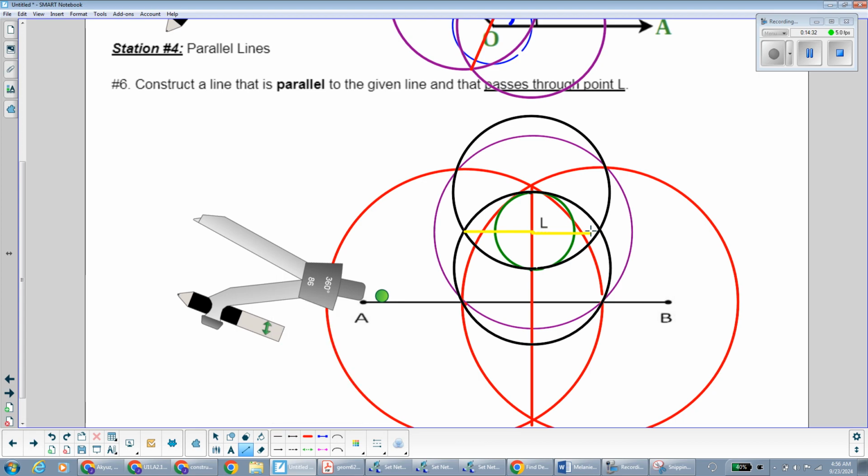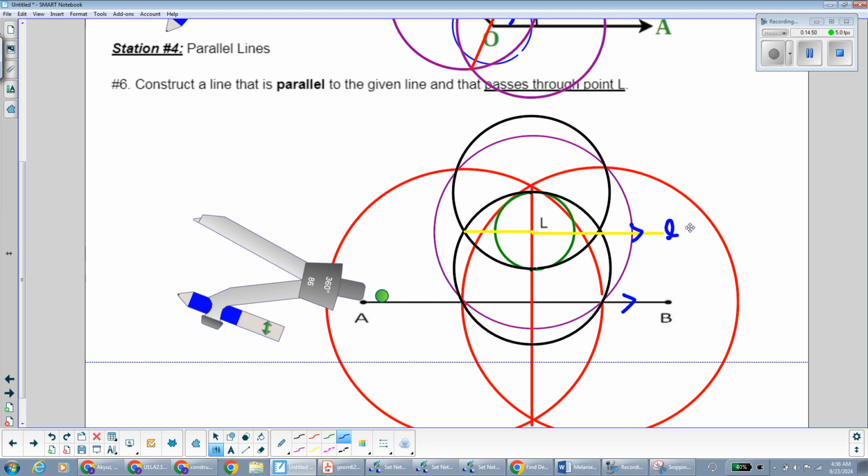Right through where my 2 new circles meet, I'm going to draw in my perpendicular line. And notice how my perpendicular line is parallel to the original line. So if I call this line L, it is parallel to AB. So once again, the justification is that both of these lines are perpendicular to the same line, so they have to be parallel to each other.